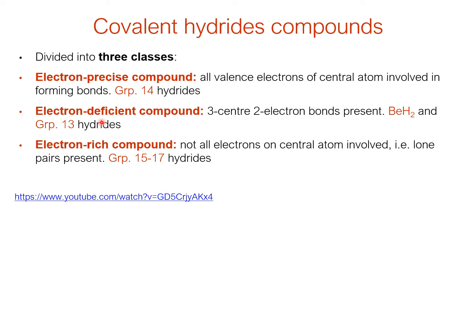We can also have electron deficient covalent compounds, and these are slightly rarer. They are things like borane, a combination of boron and hydrogen, and also beryllium from the S block that I was talking about. And then we've got electron-rich compounds, so not all of the electrons on the central atom are involved in bonding. And there are quite a few of these. Water falls into this, ammonia, the halogens, so group 15 to 17 hydrides. These have lone pairs present, and this will affect their chemistry quite a lot, which we'll see in this lecture, but also we'll be looking at how they affect trends in the next lecture, next video even.